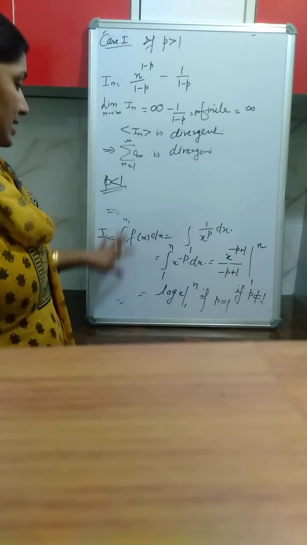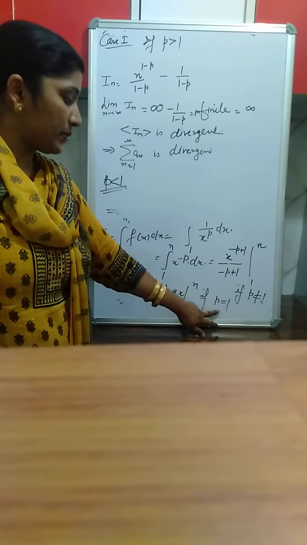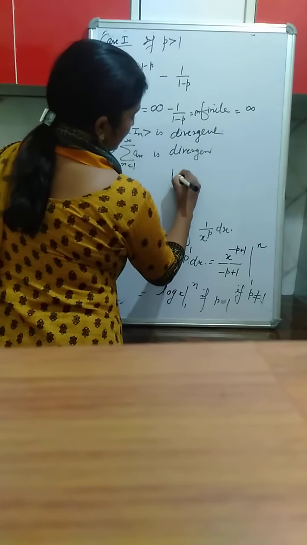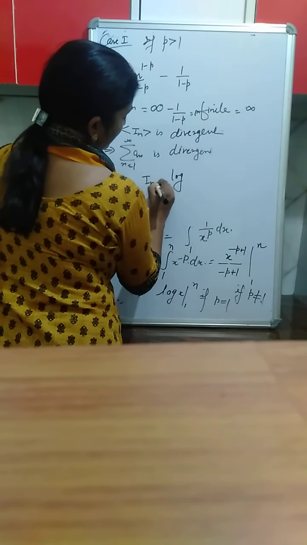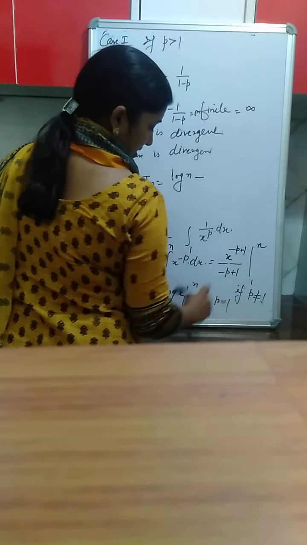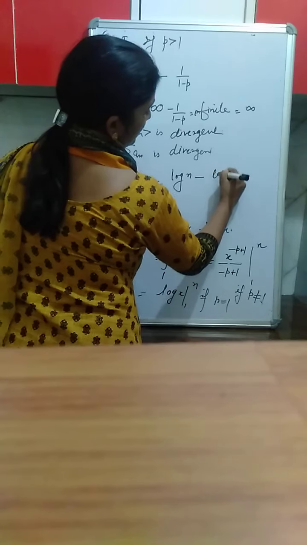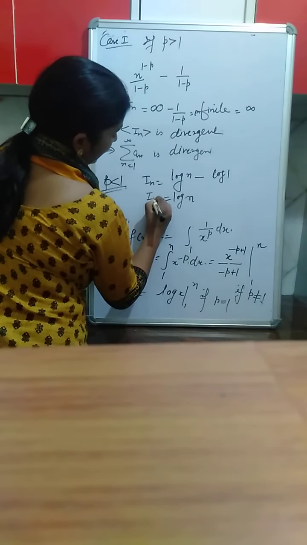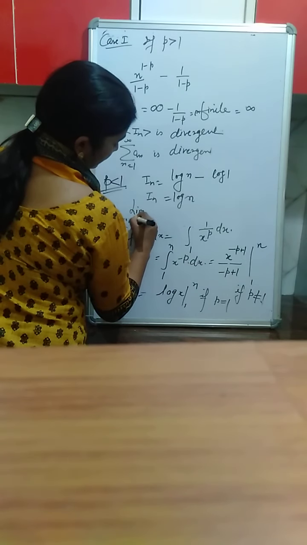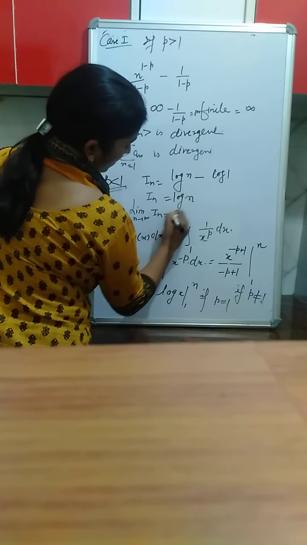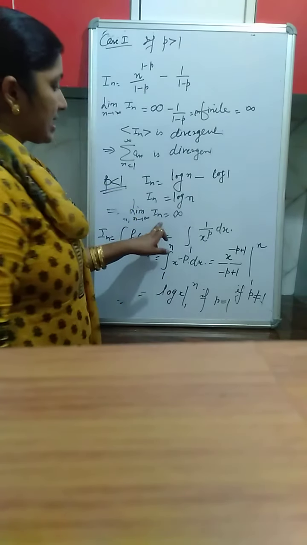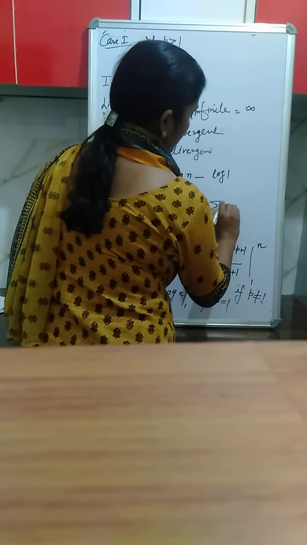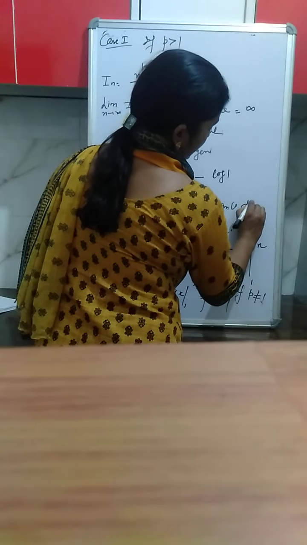Okay, and last, the case when p is equal to 1, it is log x from 1 to n. Log x means this is log of n, In will be then log n minus log of 1, which is 0. This is equal to log of n, and limit n tending to infinity of In is log of infinity, which is infinity. Again, In is divergent. It implies summation an is divergent.